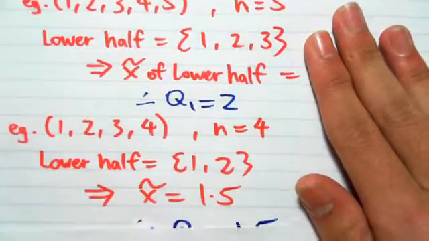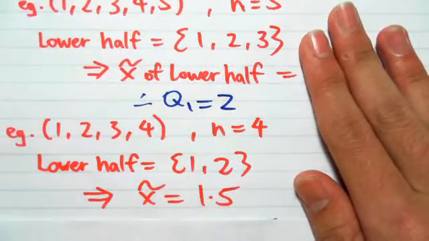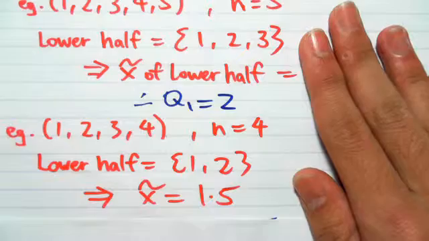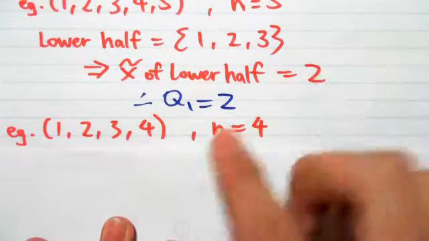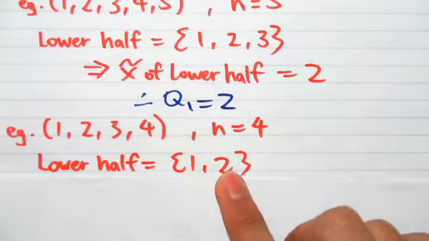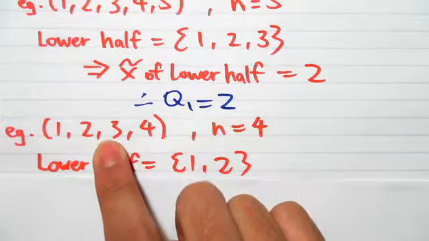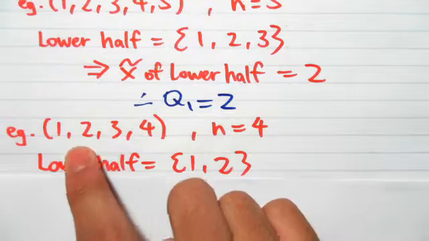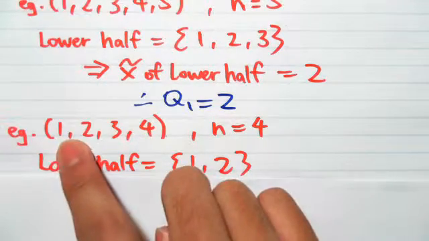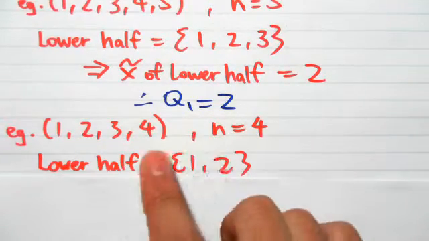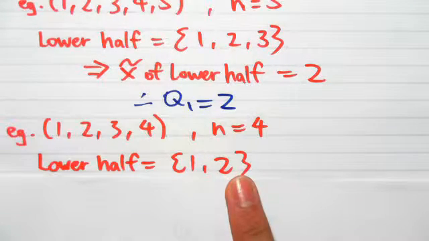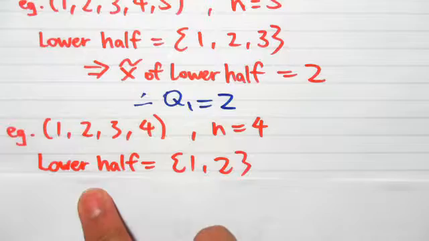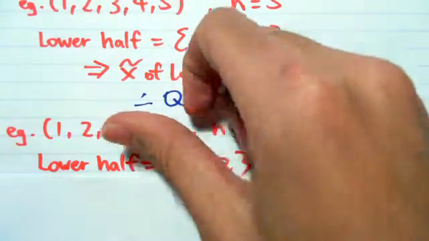Again, with our special case, let's say you had a sample size of 4. Firstly, our lower half is going to be 1 and 2. The reason why it's not 2.5, which is our median, is because 2.5 wasn't in our set of data. We're given 1, 2, 3, and 4, and 2.5 wasn't in our set. So we don't include 2.5 in our lower half. Our lower half set is just 1 and 2.